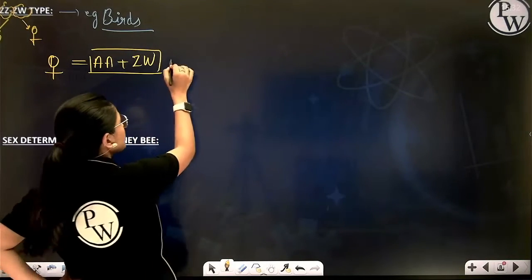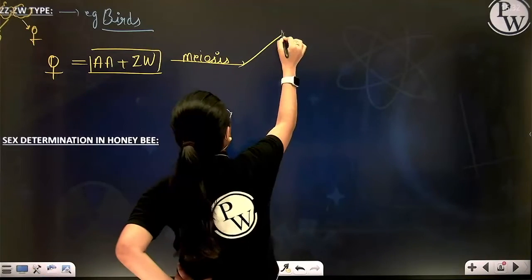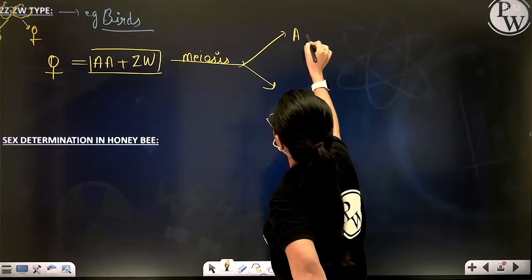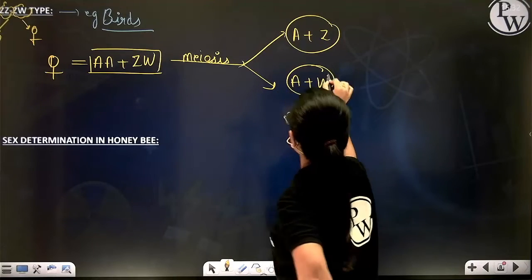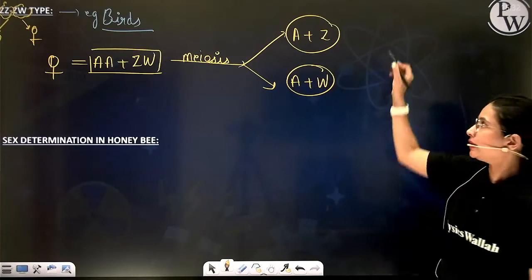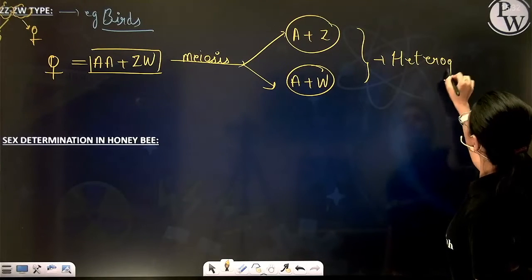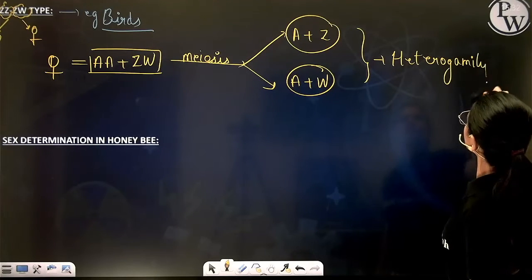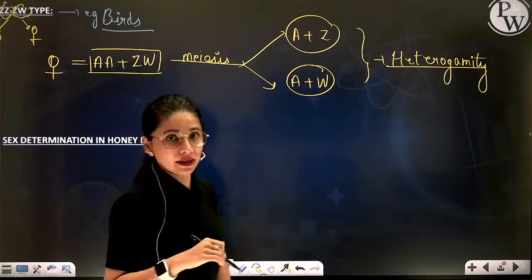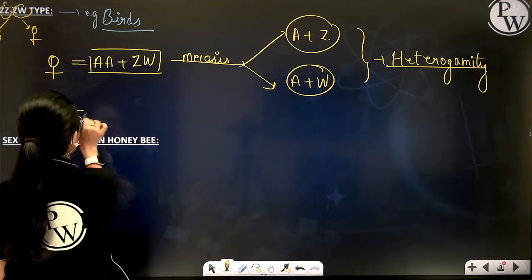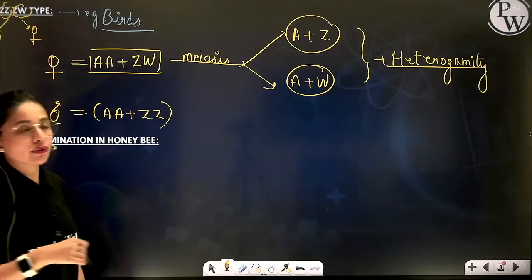Correct? Now, this is going to undergo reduction division. It is going to show meiosis to produce two types of gametes, one with the Z chromosome and another with the W chromosome. So here the female is showing the heterogametic condition, but the male birds like the cock are going to have the same type of sex chromosome along with autosomes.